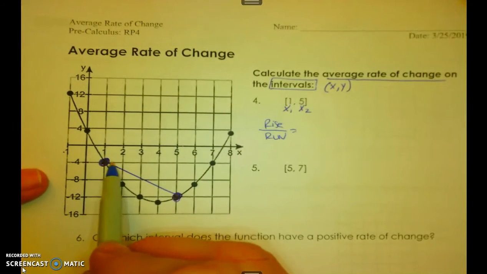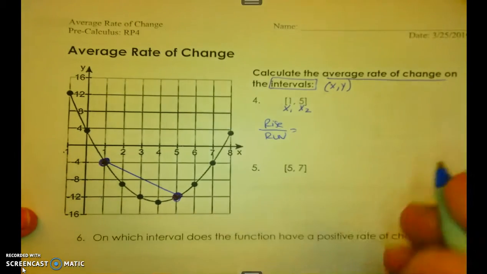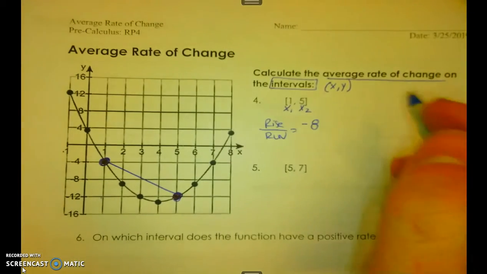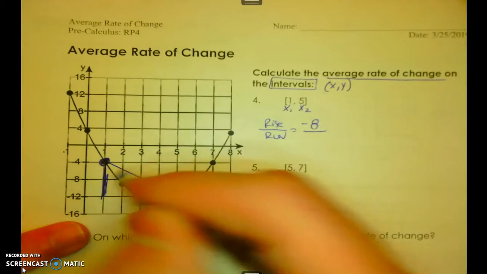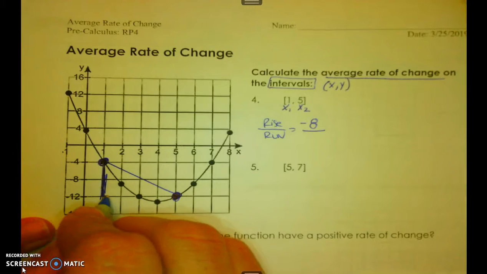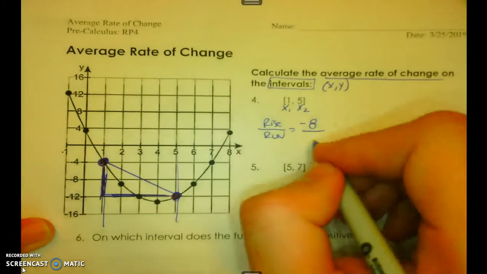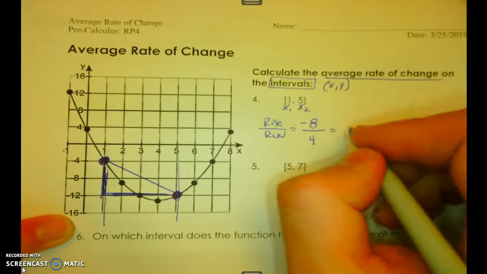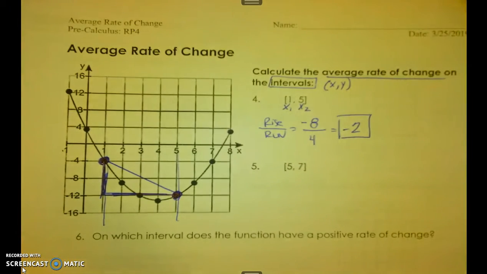The amount that they quote-unquote rise, you're going from -4 to -12. That's a rise of -8, or a drop of 8. So this is the rise, as they say. And then the run is here, and you're going from 1 to 5, so that's a space of 4. There's no units here, so don't worry about those. -8 divided by 4, the average rate of change between those 2 points is -2.